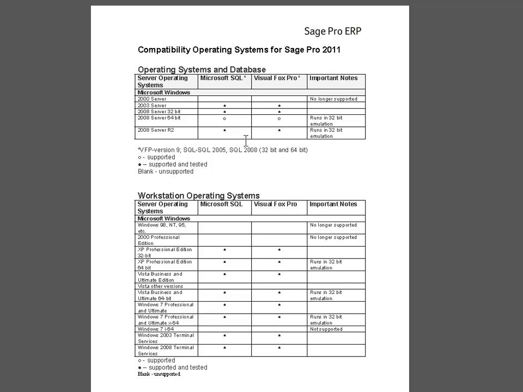It goes through and tells you which operating systems are actually supported, like 2000 servers no longer supported. It was not tested with this version, so we can't guarantee it would work, and which workstation operating systems have actually been tested. Notice that the 64-bit operating systems are in fact supported, and it runs fine on those, with some exceptions we'll go over.